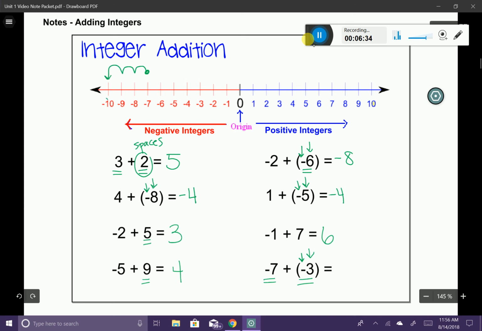Notice that on these types of problems where you have 2 numbers that have the same sign in front of them, you aren't going to hit that reference point. You're just going to be moving in the same direction. So I start negative and I end negative.